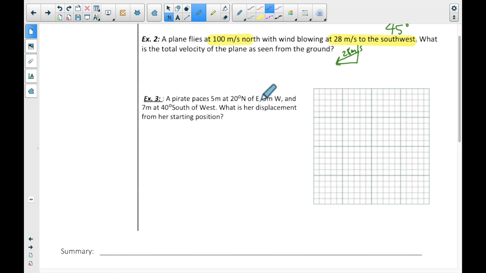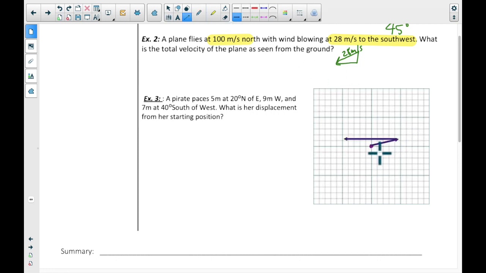And just because there's so many directions going on, I'm going to start here. And let's say this is the starting point. So my pirate is going to start here, and she is going to pace 5 meters at 20 degrees north of east. And so I'm just going to make a line at approximately 20 degrees, and it's going to be approximately 5 meters long. And then I'm going to go from there.